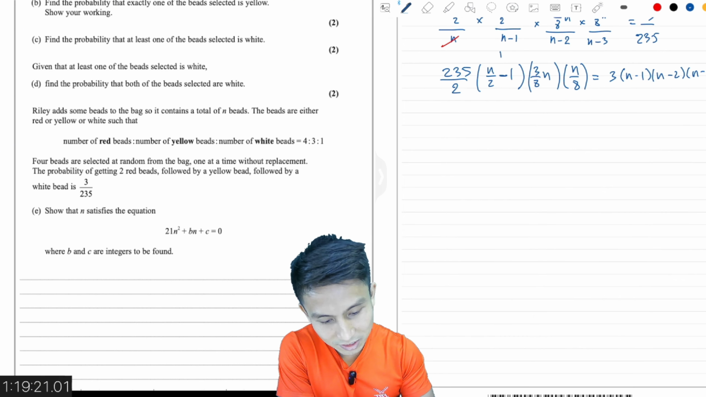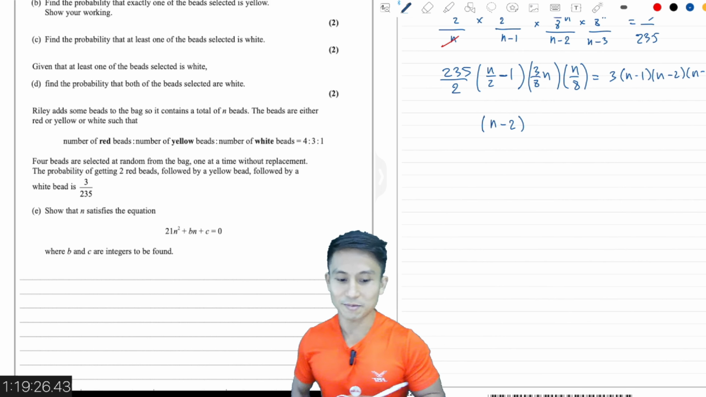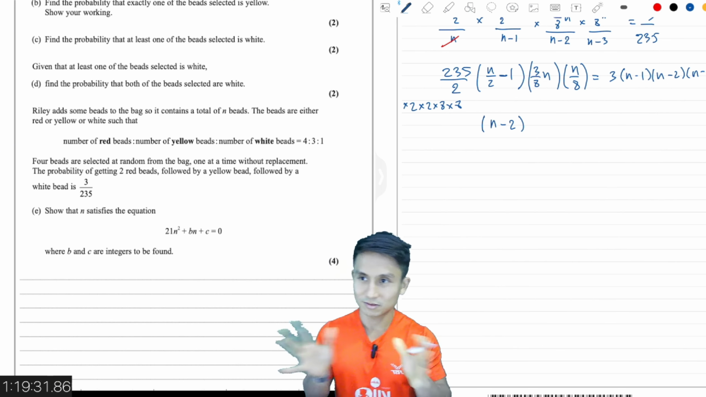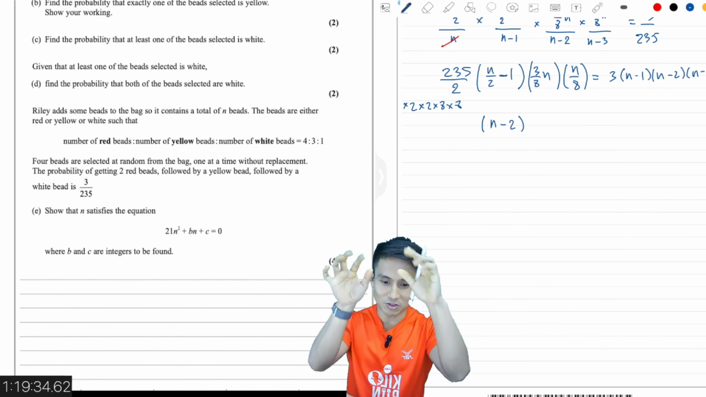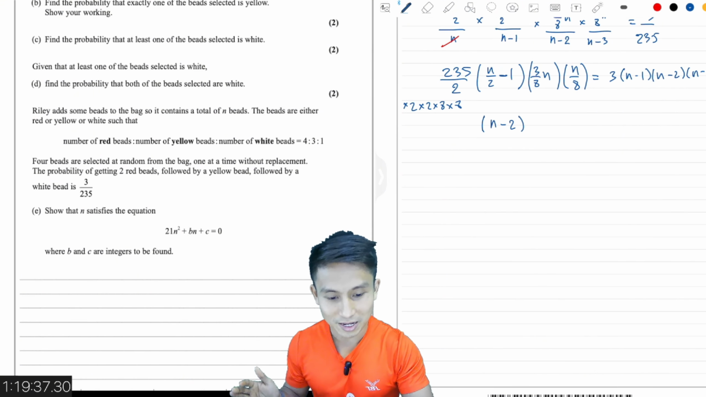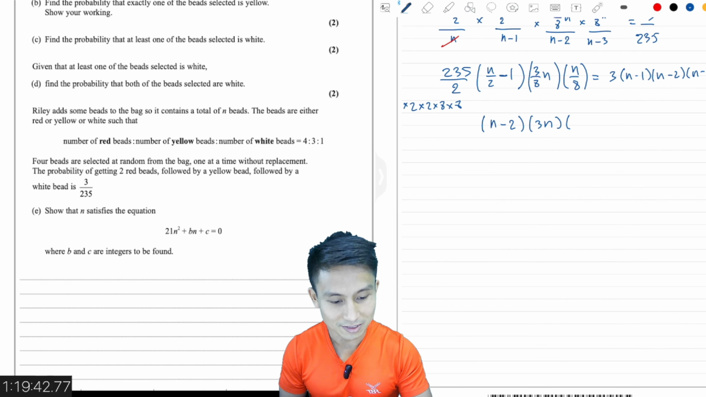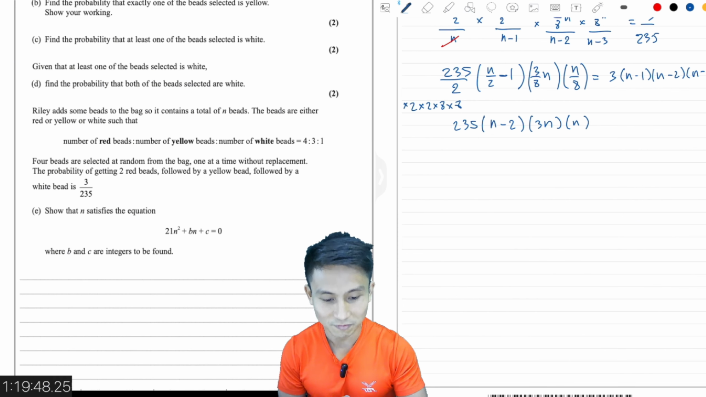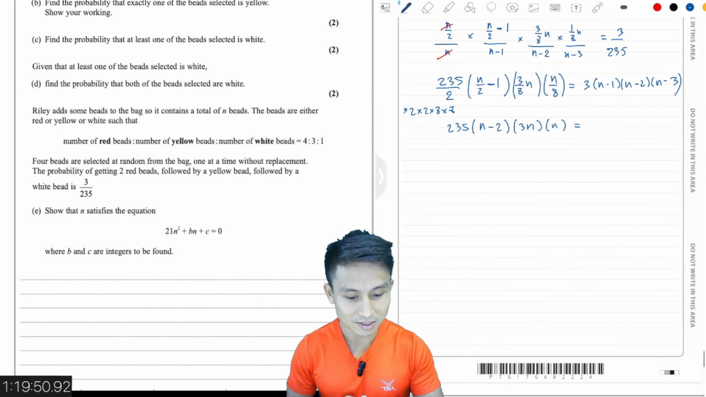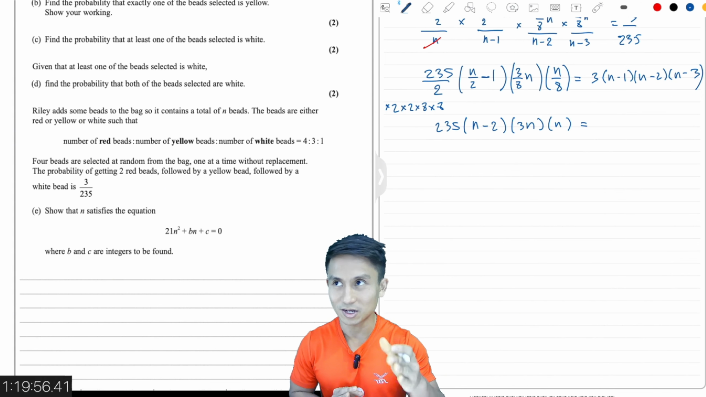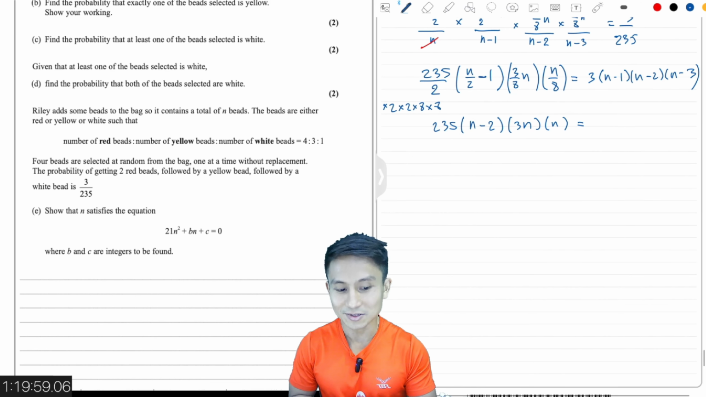Okay, so if we multiply all that, yeah? If we multiply 2 to this first, we're going to get n minus 2, right? I'm going to multiply by 2 times 2 times 8 times 8 to both sides, but I can selectively multiply 2 to a particular bracket. So I'm multiplying 2 to this one, I get n minus 2. Multiplying 8 to this one, I get 3n. Multiplying 8 to this one, I get n. And 2 to this one, I get 235. And then you multiply to this one as well. Wait, hang on. Yeah, that's fine. So multiply 2 to that one, you get n minus 2. It cancels the other side.